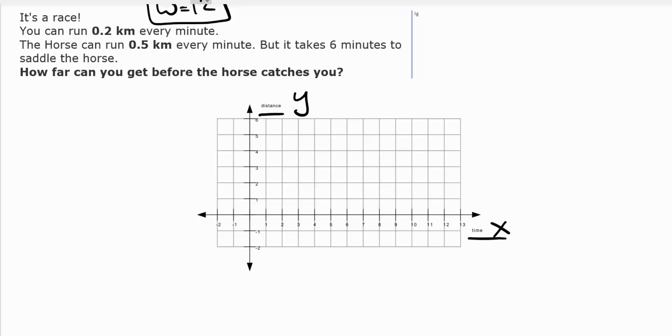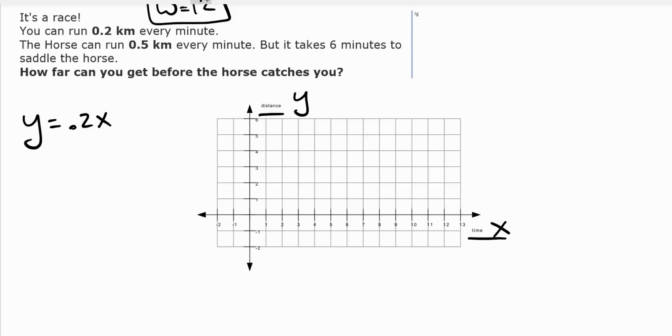So let's come up with an equation. We're running 0.2 kilometers a minute. So time is in minutes and distance would be in kilometers. So our equation would be y equals 0.2x. Well, that's hard for some of us to do.